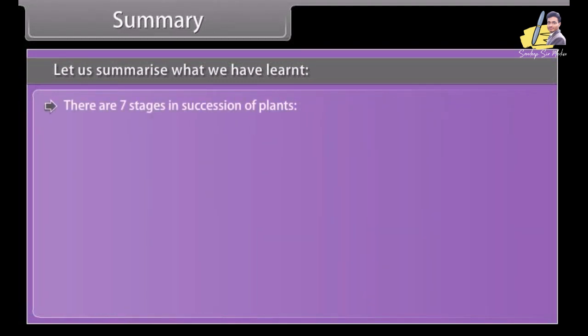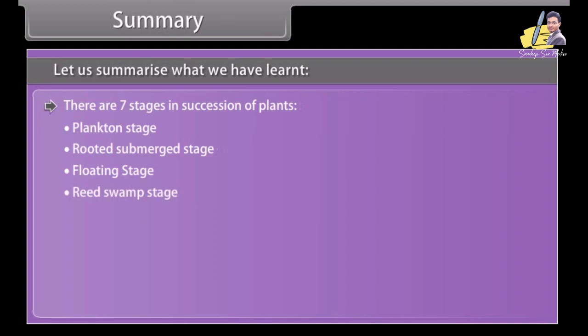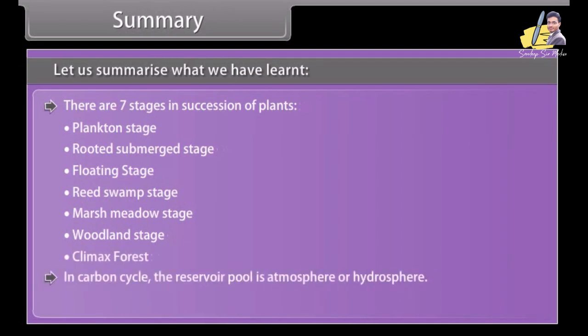There are 7 stages in succession of plants: plankton stage, rooted submerged stage, floating stage, reed swamp stage, marsh meadow stage, woodland stage, climax forest. In carbon cycle, the reservoir pool is atmosphere or hydrosphere. In phosphorus cycle, the reservoir pool is lithosphere.